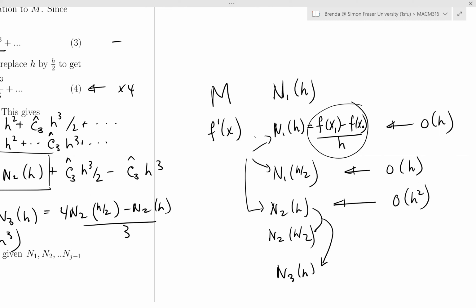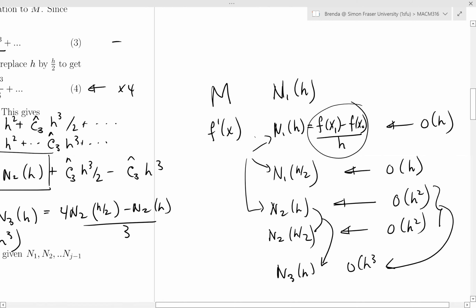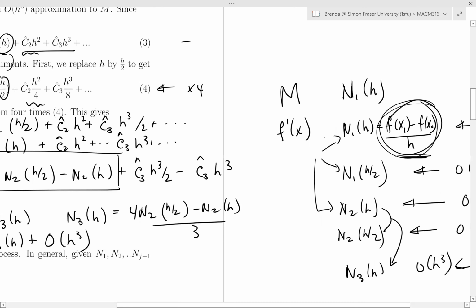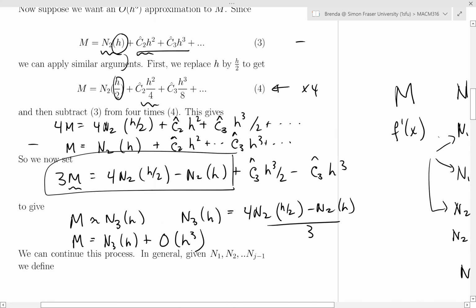And then you take those two O(H squared) approximations and combine them in a smart manner, and you get an O(H cubed) approximation. You can do this as many times as you want, without increasing the complexity of the way that you're calculating your approximation. We're not changing what we're doing. We're just making the same kind of approximation in a bunch of different places, and then combining them in a smart manner. That's the idea. And you keep going.